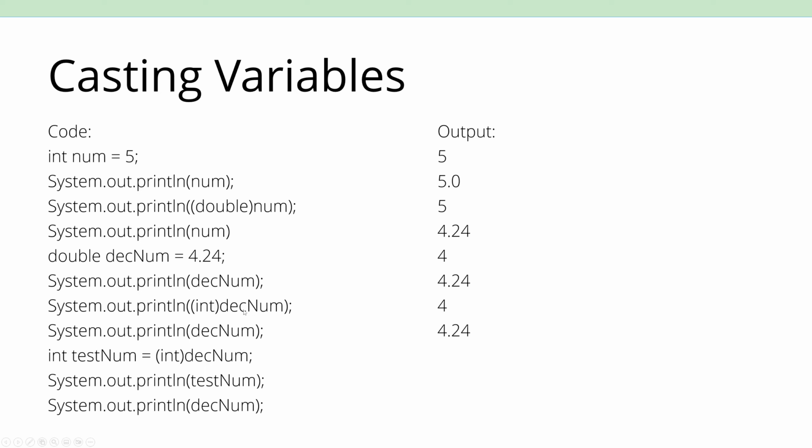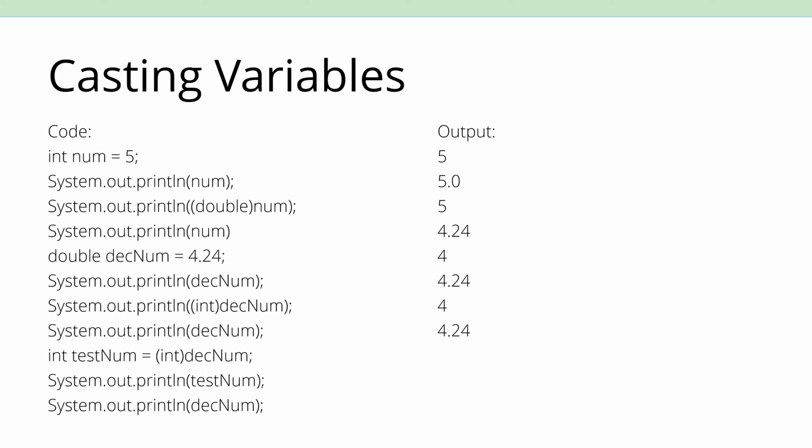And then when I cast decnum as an int, remember, we're not rounding, we're truncating from the decimal to the right. So I go to the decimal, chop off everything to the right, and decnum as an int is 4. Now, when I print out decnum again, it's still 4.24 because decnum has been declared as a double type. This line of code right here is only temporarily considering the value inside of decnum as an int, but decnum is still decnum.